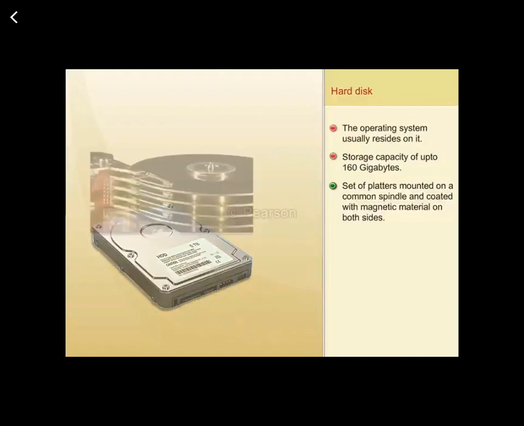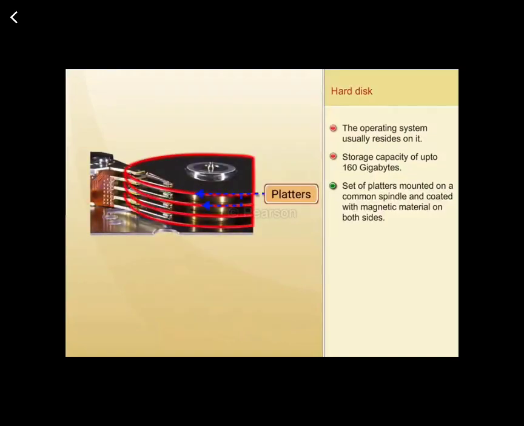The hard disk is made up of a set of platters mounted on a common spindle and coated with magnetic material on both sides. Data is stored on these platters. The platters are rotated at high speed and data is accessed using two heads, one on top of the platter and one on the bottom. Only the inner surface is used for data storage on the topmost and last platter.